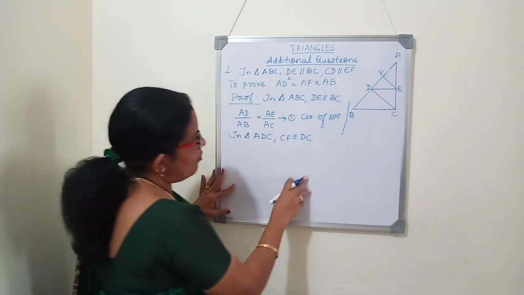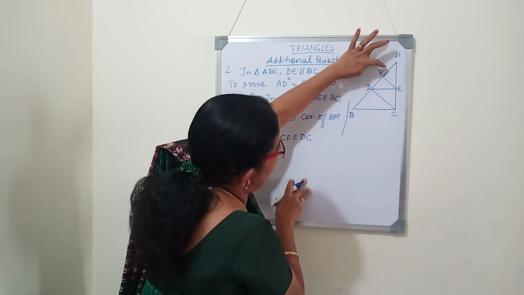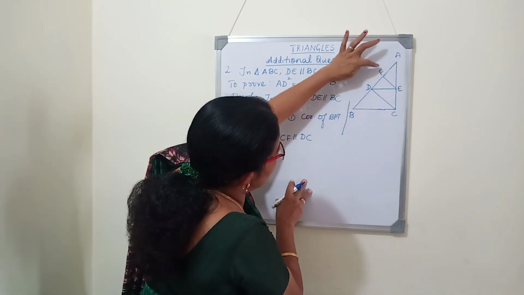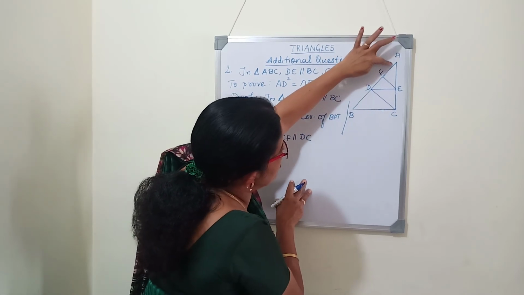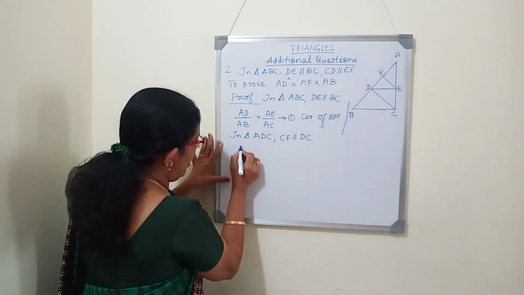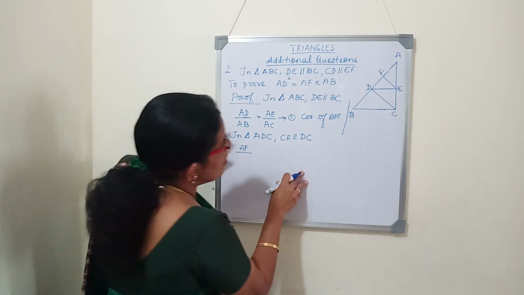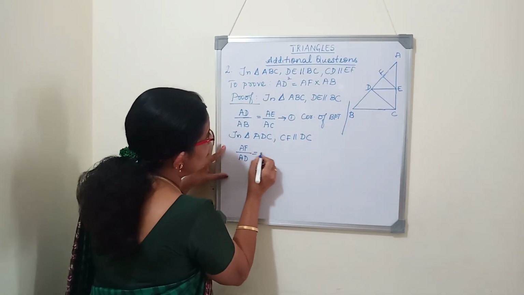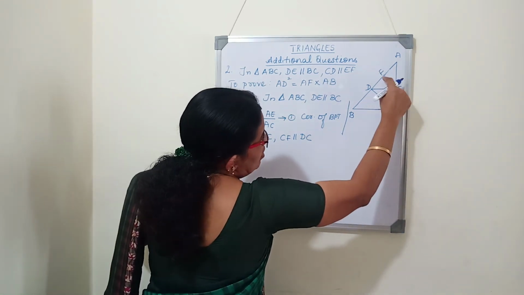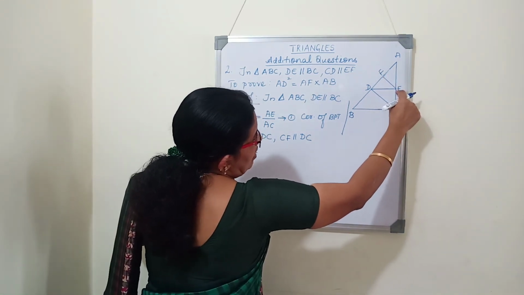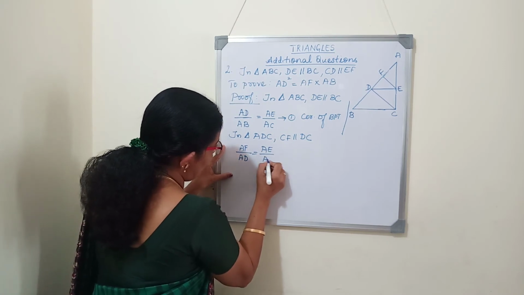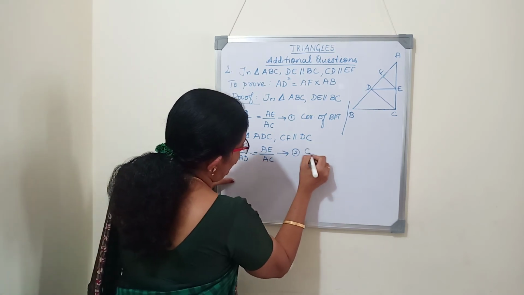We have to start from the top side, that is, in triangle ADC, EF parallel to DC. So the top part, the smaller side, is AF, by the bigger triangle side AD, is equal to the right side, same way, because at E it is cutting. So AE by AC we have to write. Equation 2, corollary of BPT.